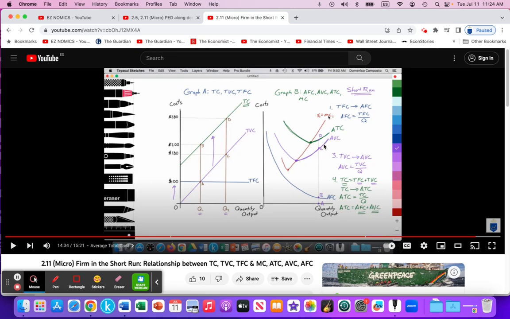We also notice that the distance between the average total cost curve and the average variable cost curve is the value of the distance between the average fixed cost curve and the x-axis. So as the AFC, the average fixed cost curve, gets closer to the x-axis, we see that the average variable cost curve gets closer and closer towards the average total cost curve. All of this is covered in this video, which I'll have linked below.